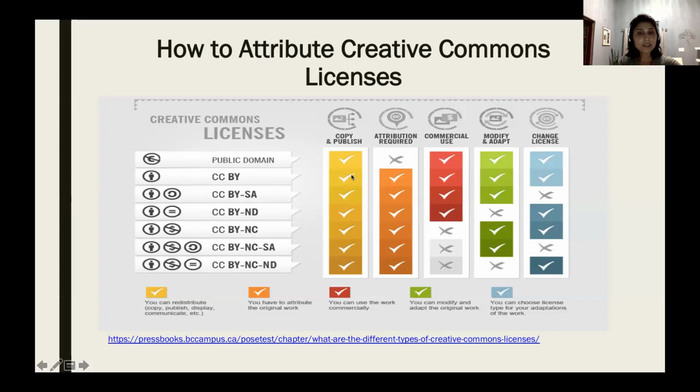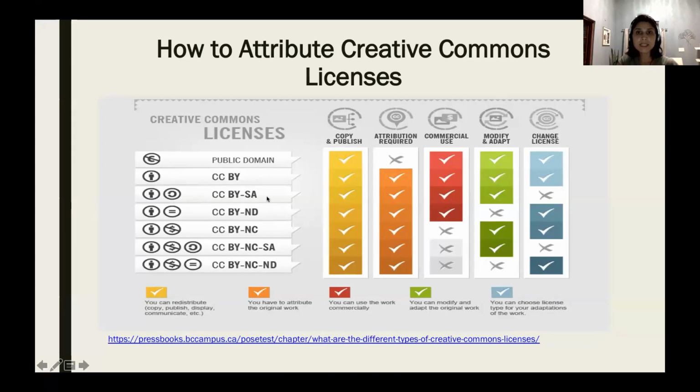Even though it is very similar to the public domain, it has one restriction: attribution is required. So whenever any OER is licensed by CC BY, you can use it as per your requirement, as per your liking, but the only thing is you have to always credit the original author. When I say attribution required, that means crediting the original author is required. For example, if you're using somebody's work, you have to, at the bottom or somewhere, reference the original author. That is the meaning of this.